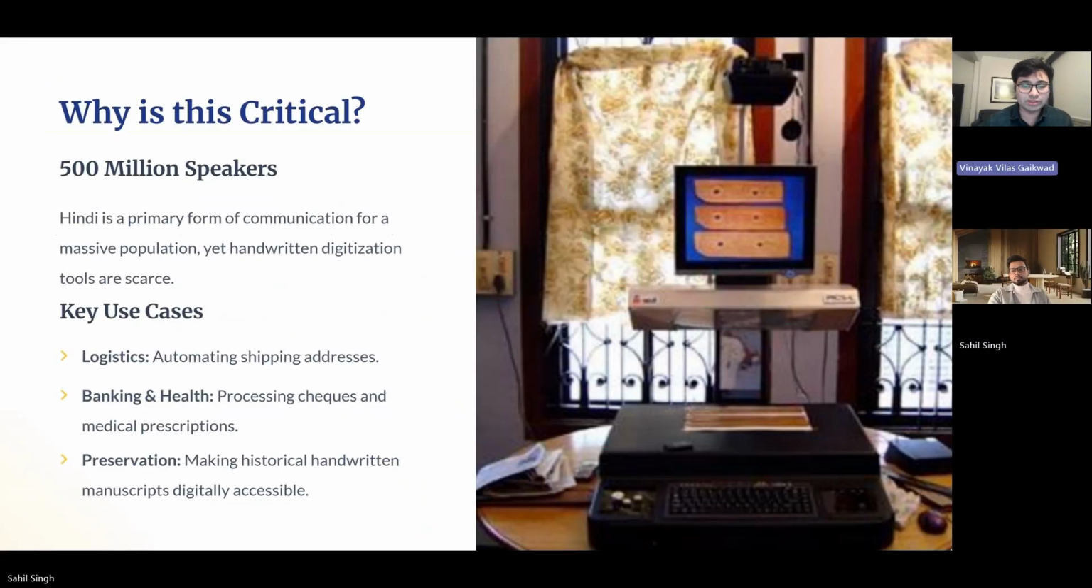Hindi is the official language of India and it has roughly 500 million speakers. Even today, handwritten Hindi is used widely in fields like logistics, banking, and health sectors. And a good OCR model like the one we are working on would help digitalize all of this data and better process it.